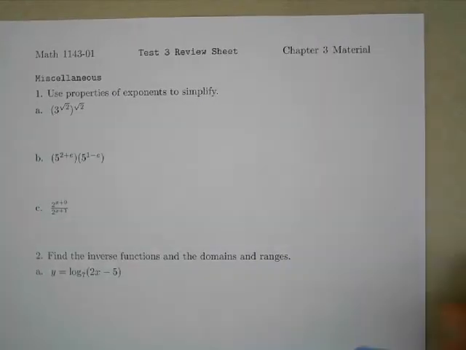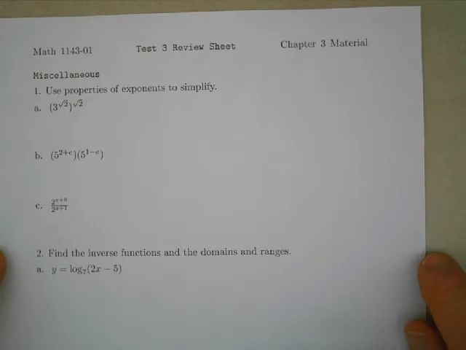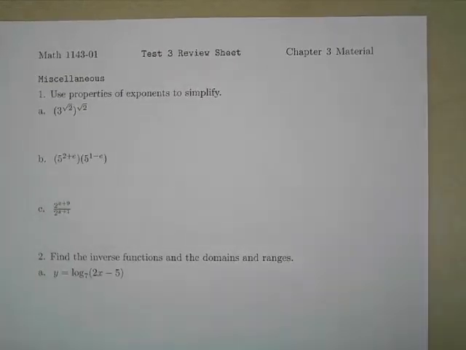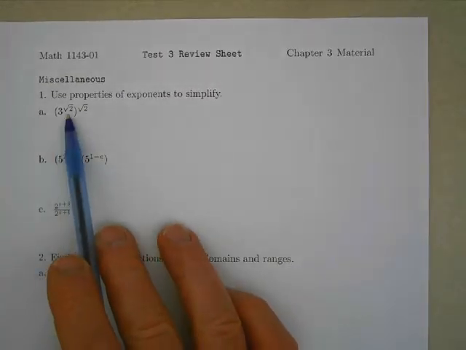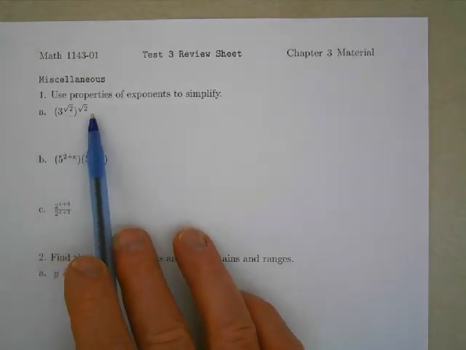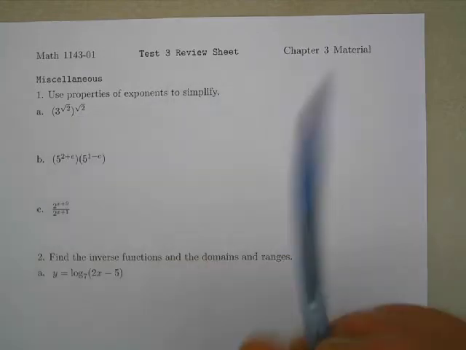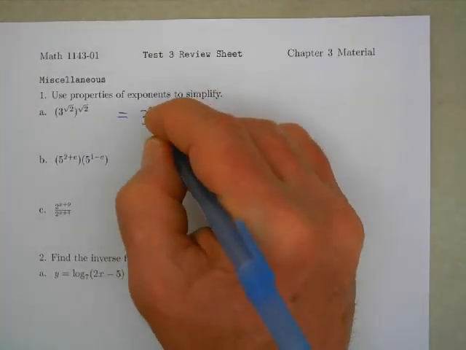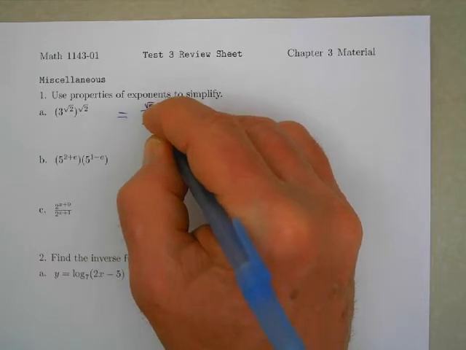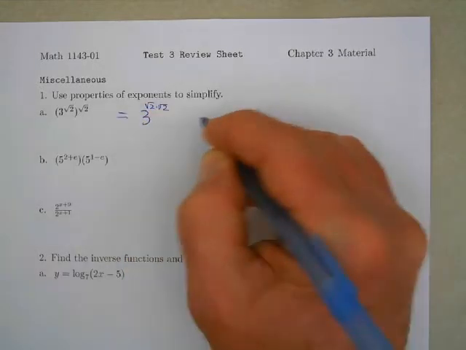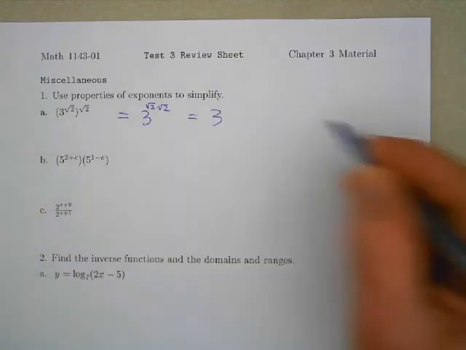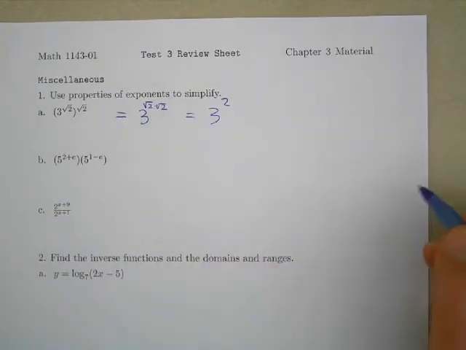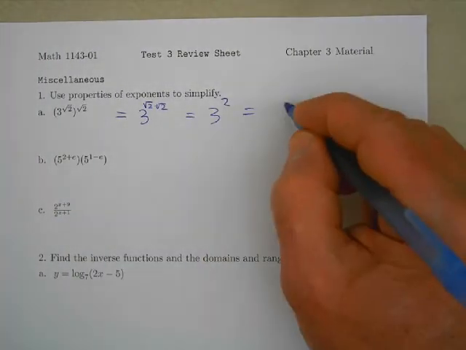So these are just some basic properties of exponents. If you have 3 raised to the exponent square root of 2, and if that entire term is raised to the exponent square root of 2, then we multiply the exponents. So we get 3 raised to the square root of 2 times the square root of 2. But the square root of 2 times the square root of 2 is 2, so we get 3 to the second, and 3 to the second is 9.